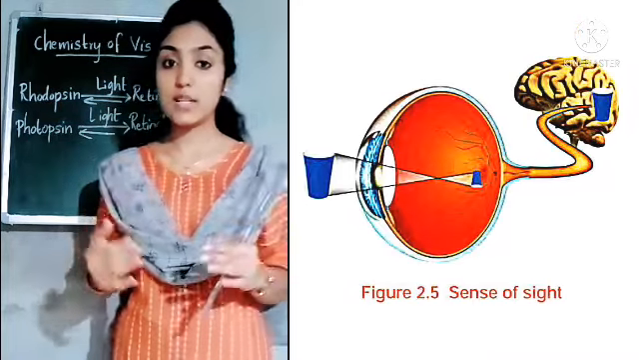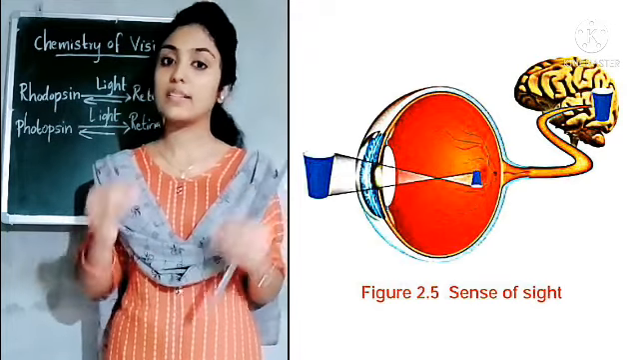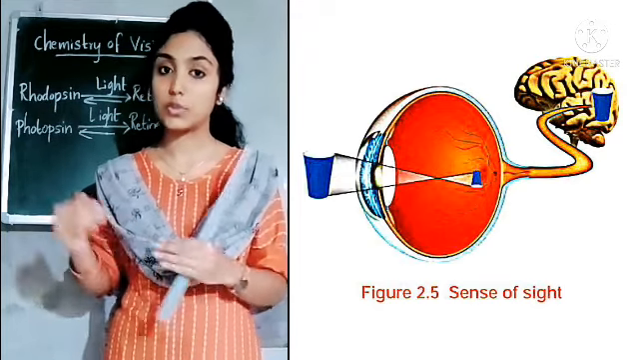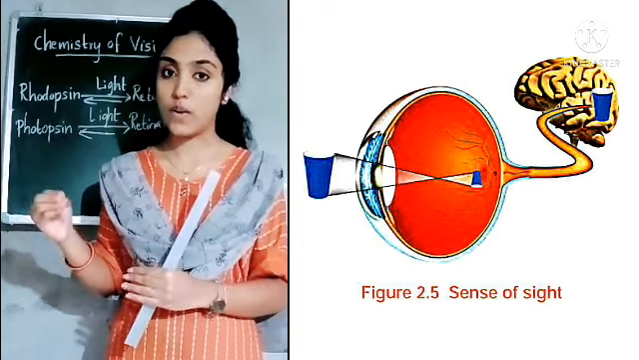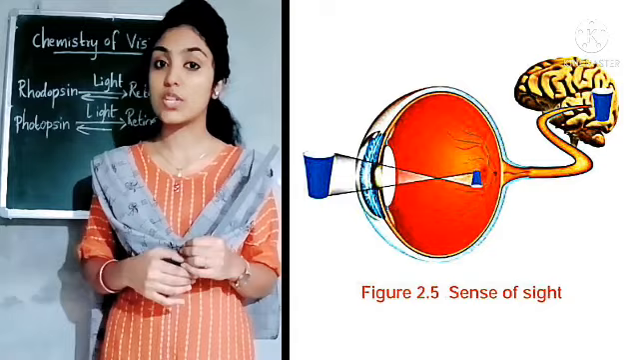As a result of this chemical change, impulses are generated and these impulses get transmitted through the optic nerve of our eye to the cerebrum, and this makes vision possible.